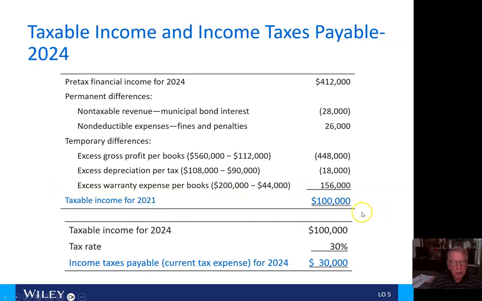So our taxable income is $100,000, quite a bit different from our pre-tax financial income of $412,000. We take the enacted rate here of 30%, and that gives us income taxes payable, the current tax expense for 2024 of $30,000.